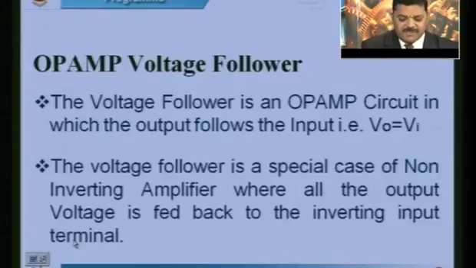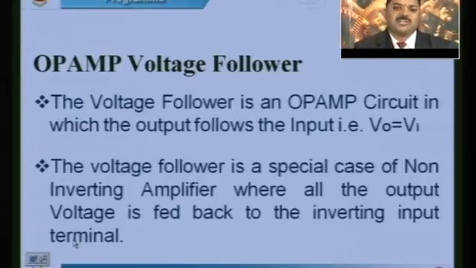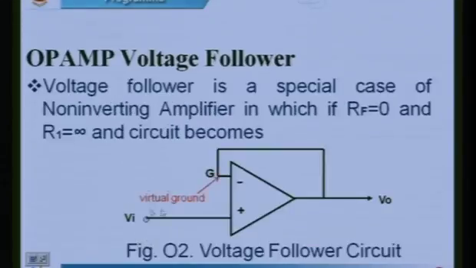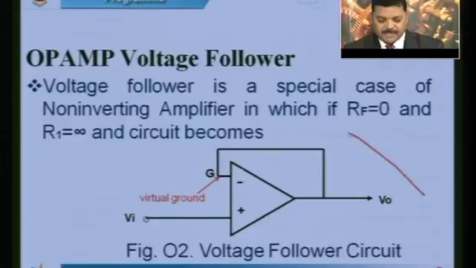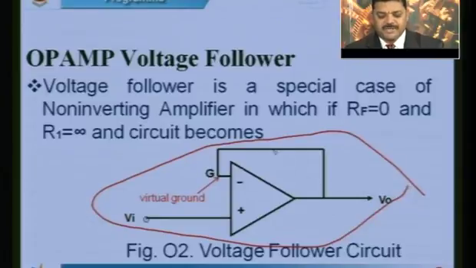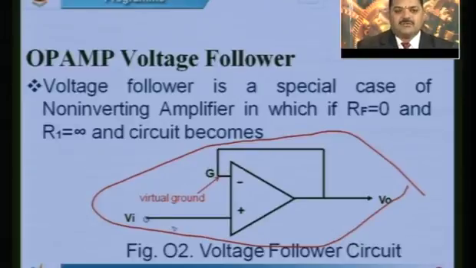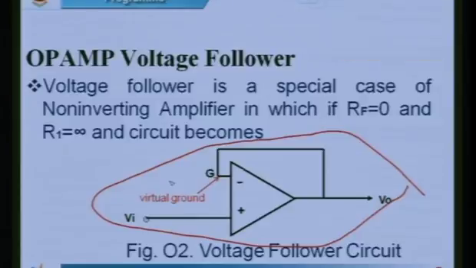The voltage follower is a special case of the non-inverting amplifier circuit where all the output voltage is fed back to the inverting input terminal. That means we take out the feedback resistor and short the output to the inverting input. That is what we can see in the next circuit. So, this is the circuit diagram. It is nothing but a non-inverting amplifier where we give the input signal to the positive terminal, the non-inverting terminal of the op-amp, but here we made Rf equal to 0. When Rf is 0, it is just a short circuit from the output to the negative input, as you can see here. Then R1 we made infinite. Infinite means it is open circuited. Let us see the board.